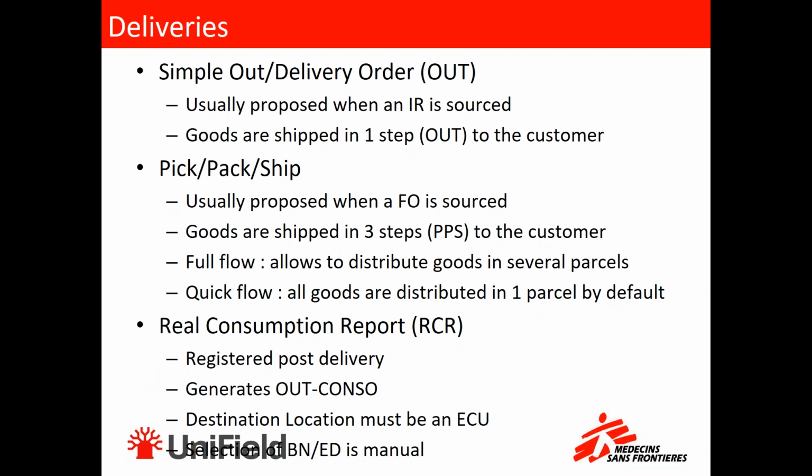So you steal from the stock. Exactly, you steal from the stock in a hurry, and you write down on a piece of paper. Ideally, you write on a piece of paper, yeah. And then by the end of the week or by the end of the month, you can record this inside something called a real consumption report, which will generate a document called the out consum, which is exactly the same as the simple out that we saw on the top. Be aware that the destination for this must always be an external consumption unit. So you cannot deliver things to a project using this functionality.